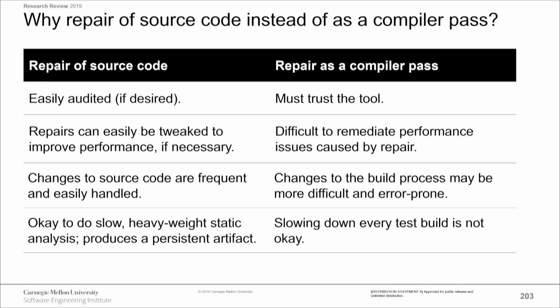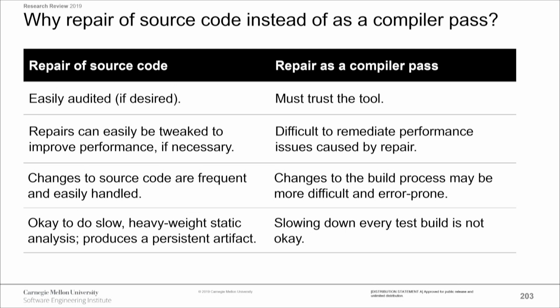And many programs have a very small performance critical core. So if you need to manually adjust that small core, it isn't nearly as much work as manually repairing the entire code base. Third, repairs at the source code are frequent and easily handled, whereas changes to the build process are more difficult and error-prone. And in fact, some projects use a compiler specific to their hardware. So if you develop a compiler pass for one compiler, well, then it doesn't help that project.